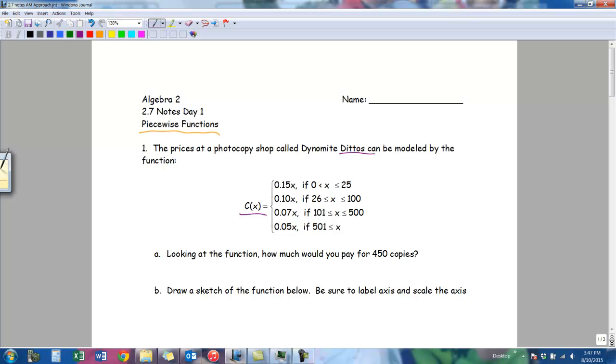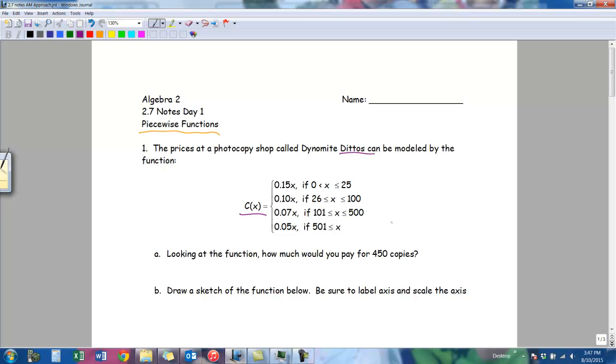But anyways, the menu at the copy place might look something like this. Actually, it probably wouldn't look like this. This is more of a mathy thing, but you'll get what's happening here. X is the number of copies, and C is the cost. So here it says 0.15 times X, so 15 cents per copy, if the number of copies is between 0 and 25. 10 cents if it's between 26 and 100. That happens a lot of times at businesses, right? You buy in bulk, the cheaper the rate is.